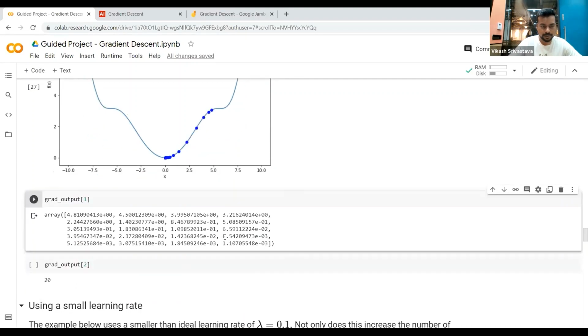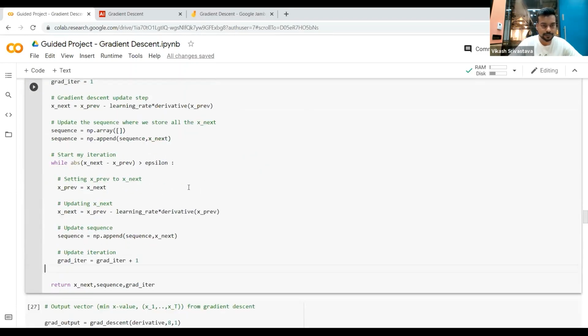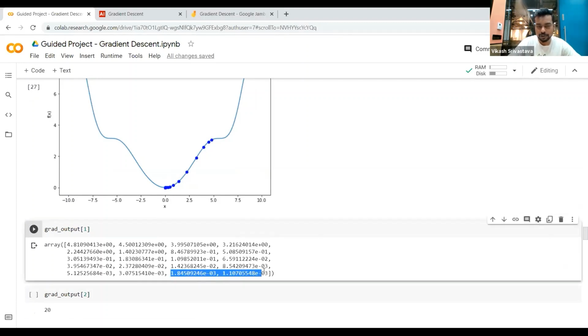And then finally we arrive at 1.1 times 10 to the power minus 3. That is a very small value, very close to 0. So we are at this particular point. As you can see, the difference between these two is less than 1 by 1000, and that's why the algorithm converged in only 20 iterations.